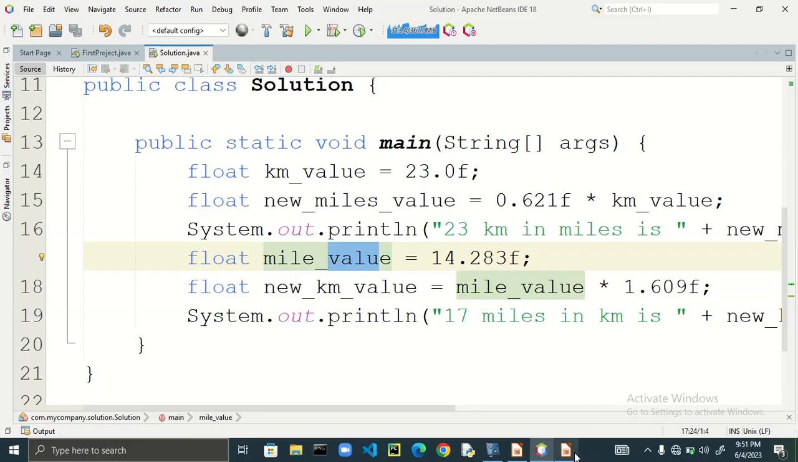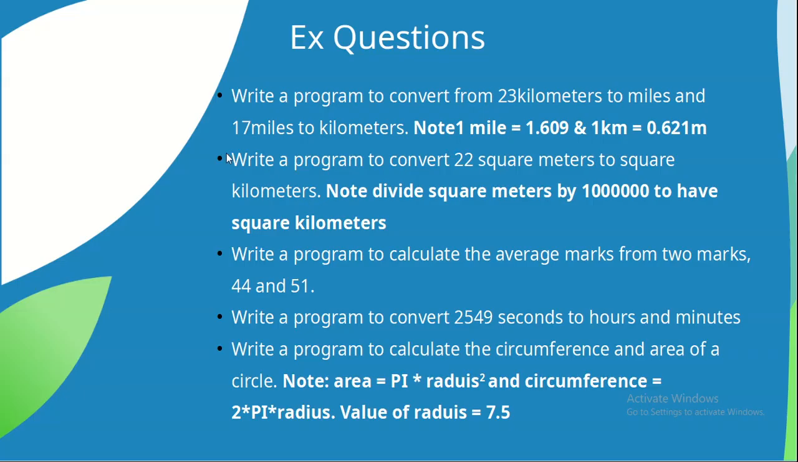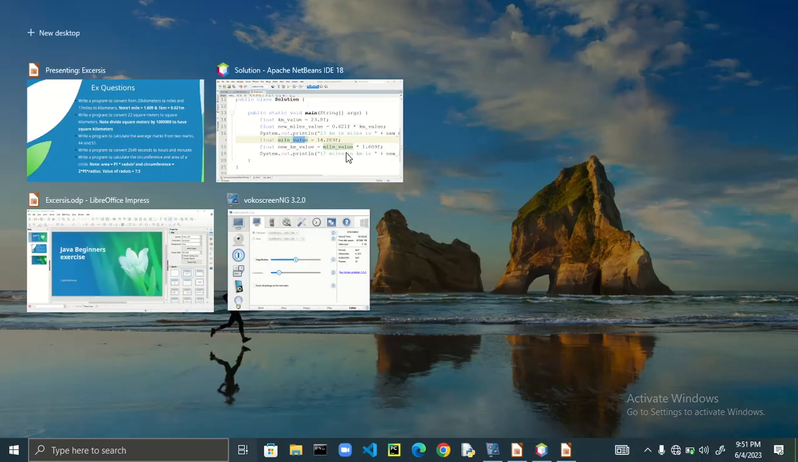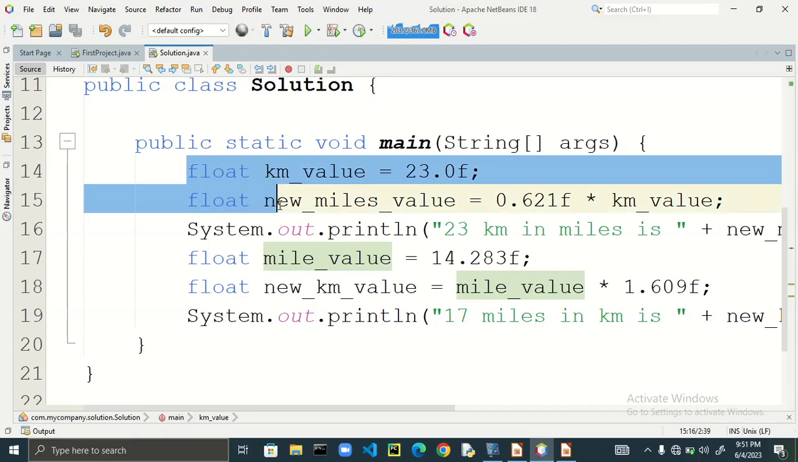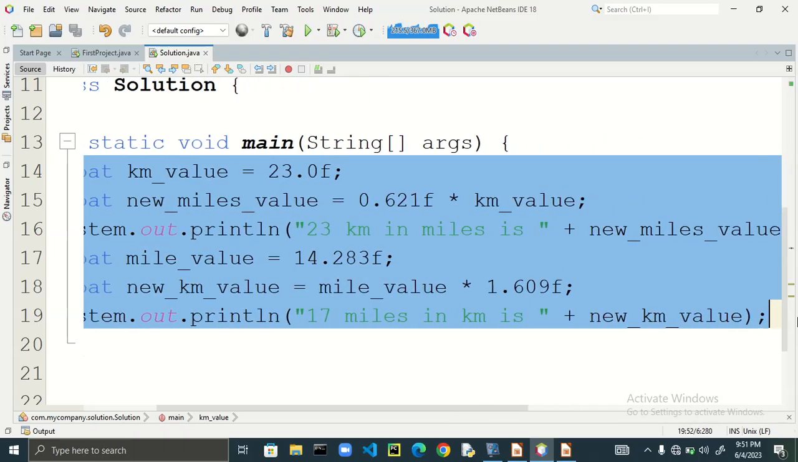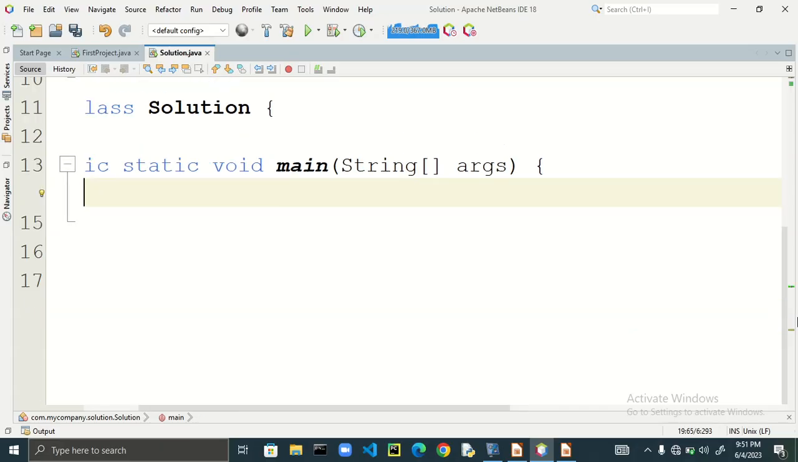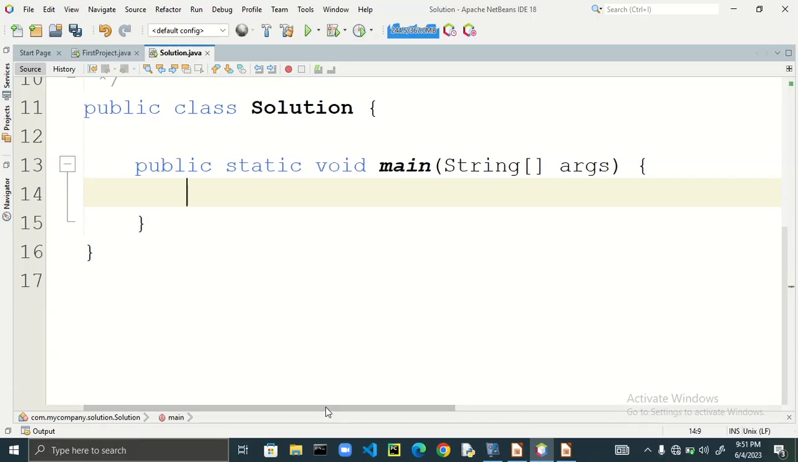Now let's go to the second exercise, which says write a program to convert 22 square meters to square kilometers, and the formula says you should divide your square meters by 1 million to have your square kilometers. So I would go ahead and grab these guys and get them out because I don't need them for now. I would provide all the code after the video.